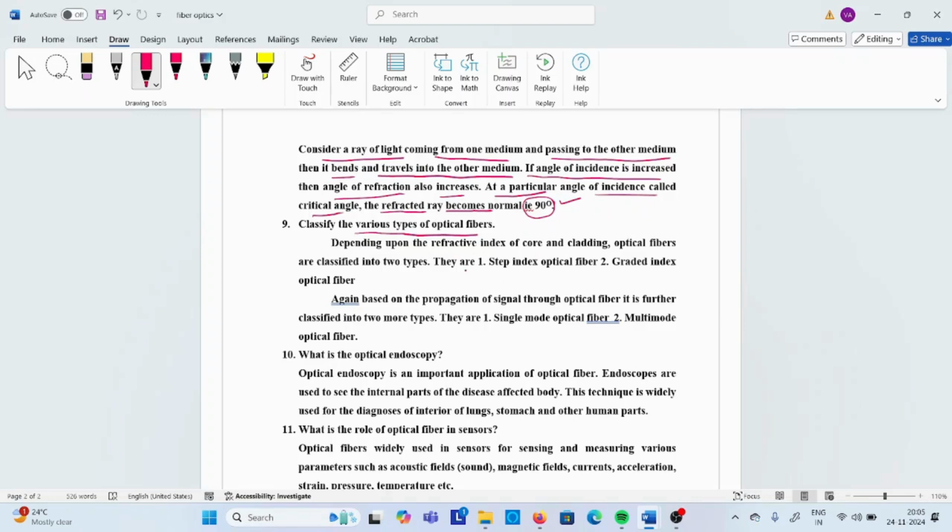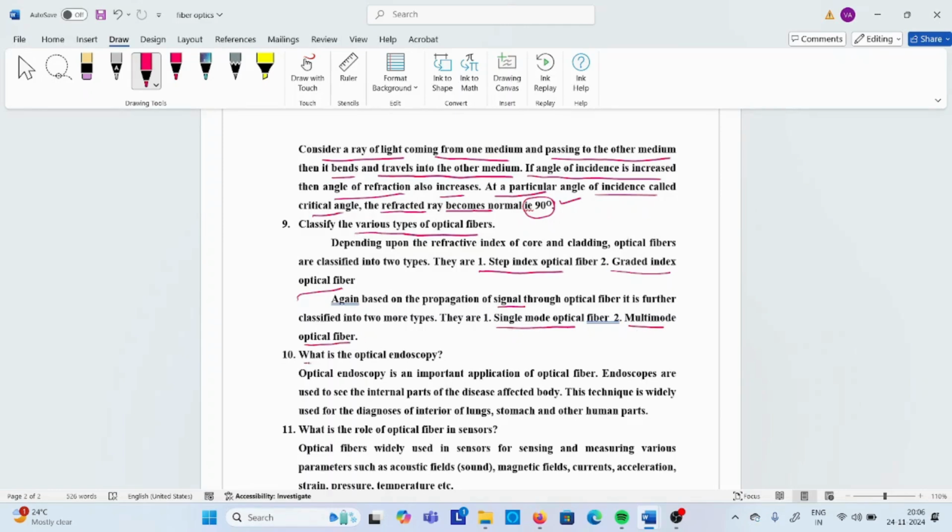The first category is based on the refractive index of the core and cladding: step index optical fiber, and the second category, graded index optical fiber. Again, based on the propagation of signals through the optical fiber, it is further classified into single mode optical fiber and number two, multi-mode optical fiber.